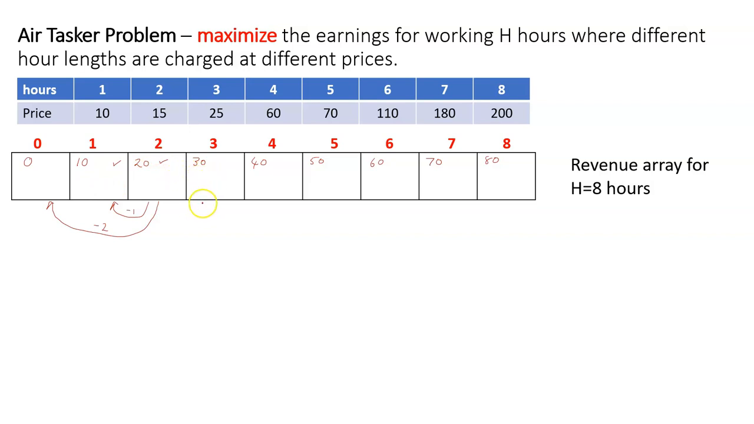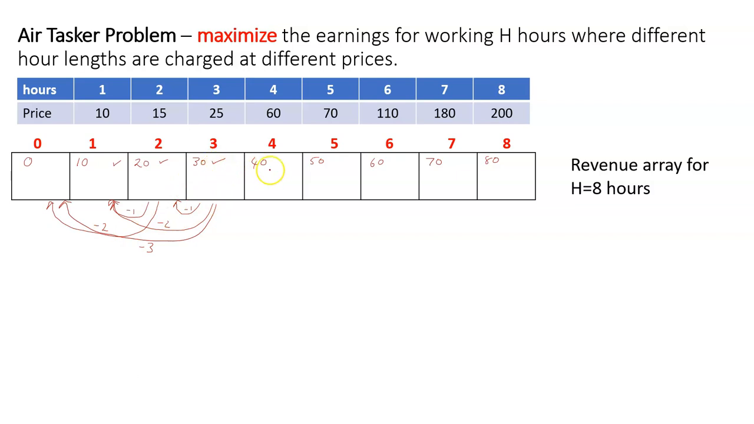Let's do the same for 3 hours. For 3 hours, we can go back in time 1 hour, 2 hours, or 3 hours, and see if we can do better. If we go back in time 1 hour, that's $20 plus a 1 hour job, which is what we have here, $30. So we've done that. Let's go back 2 hours in time and take a 2 hour job. That's going to be 10 plus 15, which is 25. That's no better. So let's go back 3 hours in time and take a 3 hour job, which is $25, which is no better. So let's leave that unchanged. So we have the maximum earnings there for 3 hours.